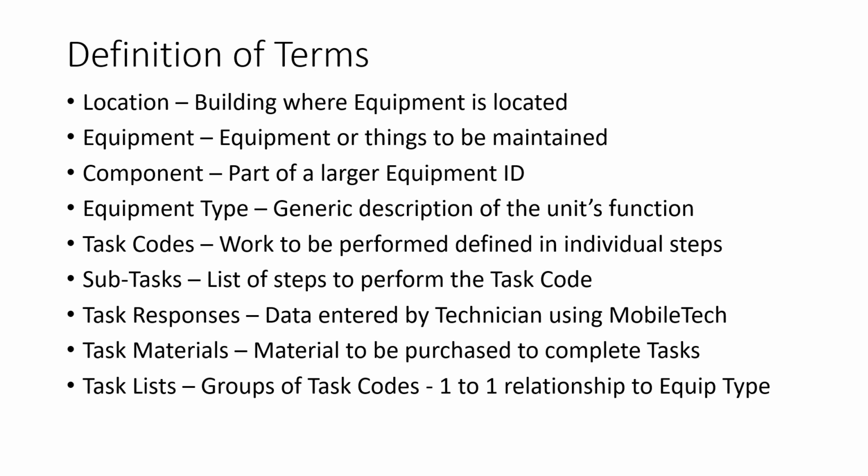And then finally, a task list is a group of task codes assembled together to form the entirety of the preventative maintenance to be done. It's very important to understand that each equipment type has a one-to-one relationship to a task list that'll be performed for maintenance purposes.